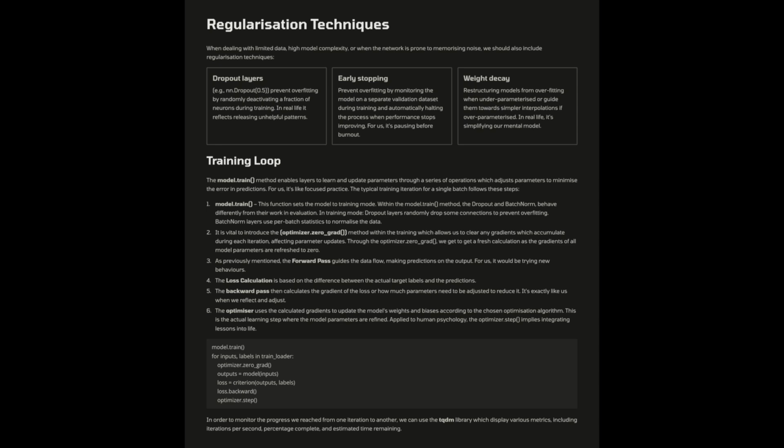The optimizer uses the calculated gradients to update the model's weights and biases according to the chosen optimization algorithm. This is the actual learning step where the model parameters are refined. Applied to human psychology, the optimizer.step implies integrating lessons into life. In order to monitor the progress we reached from one iteration to another, we can use the TQDM library, which displays various metrics, including iterations per second, percentage completed, and estimated time remaining.